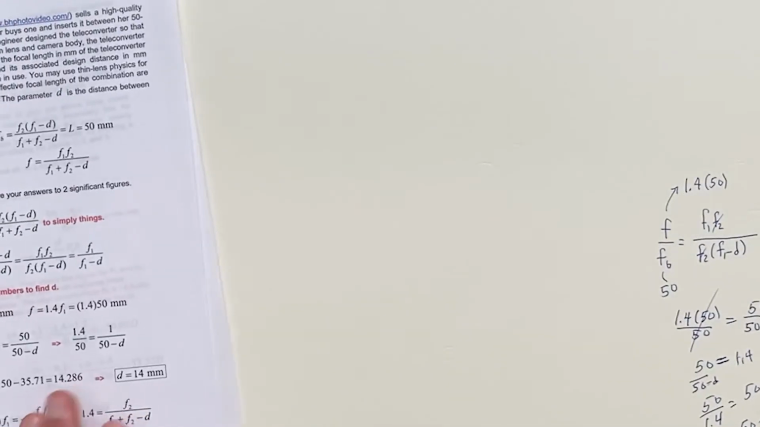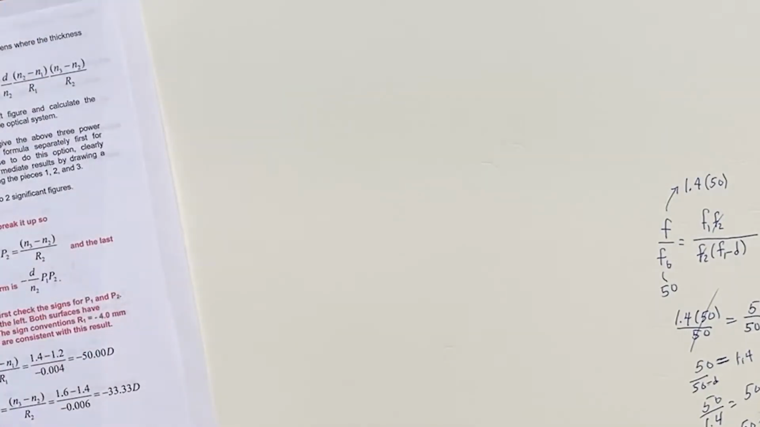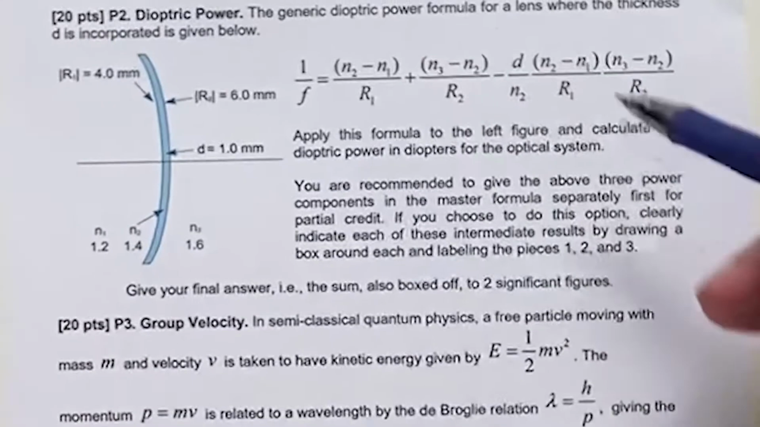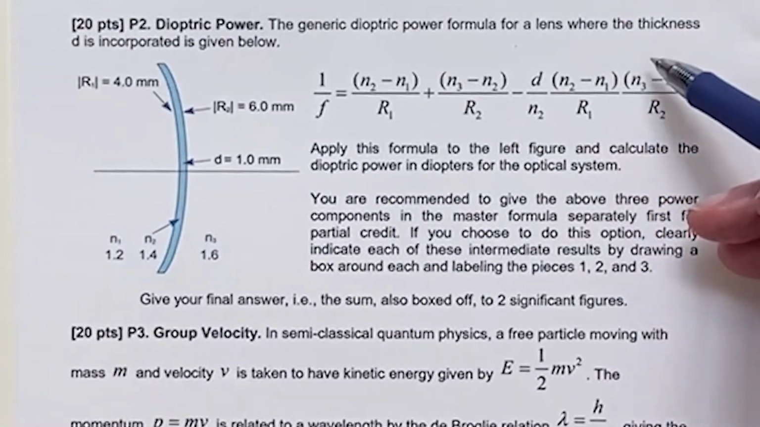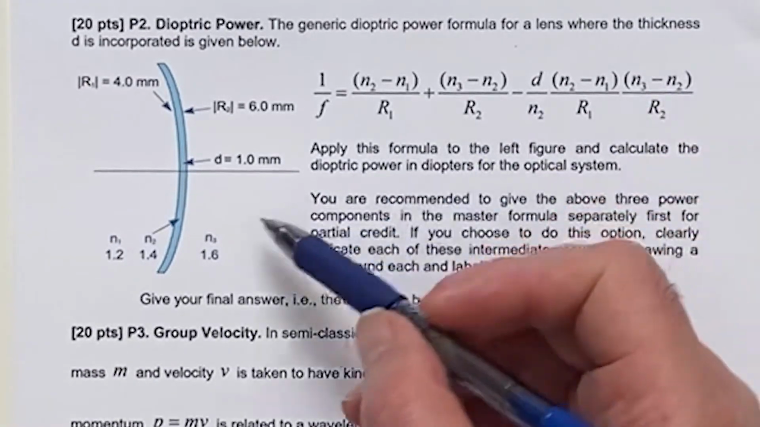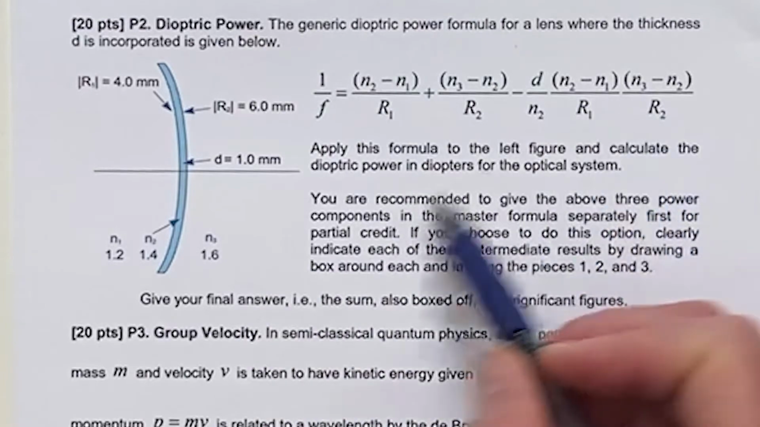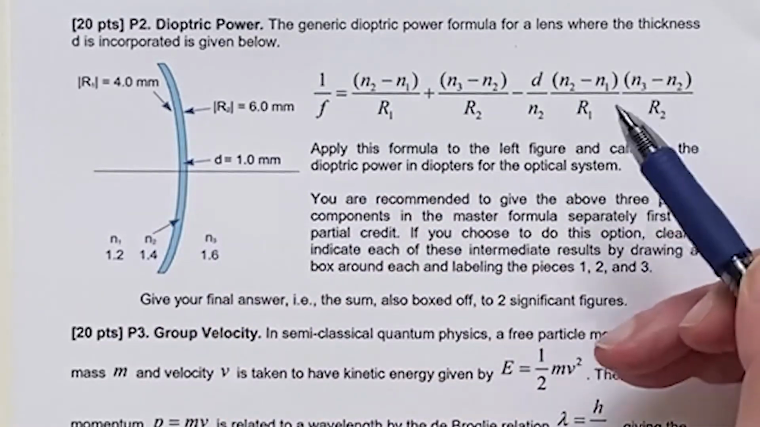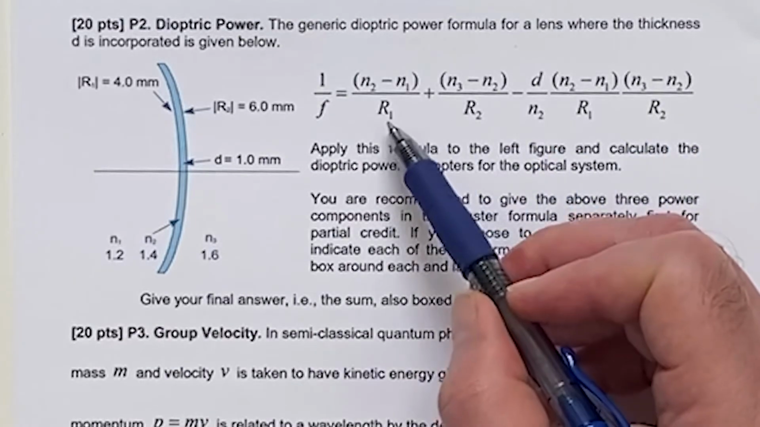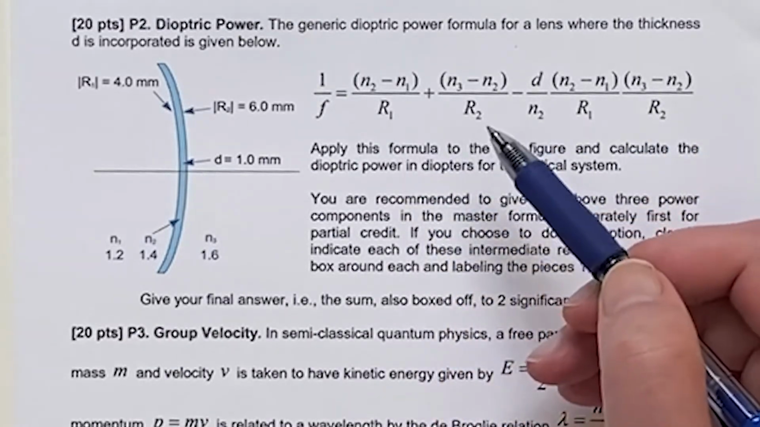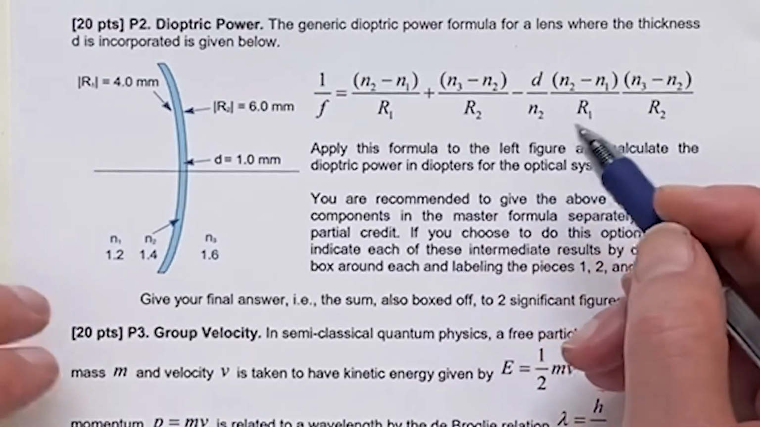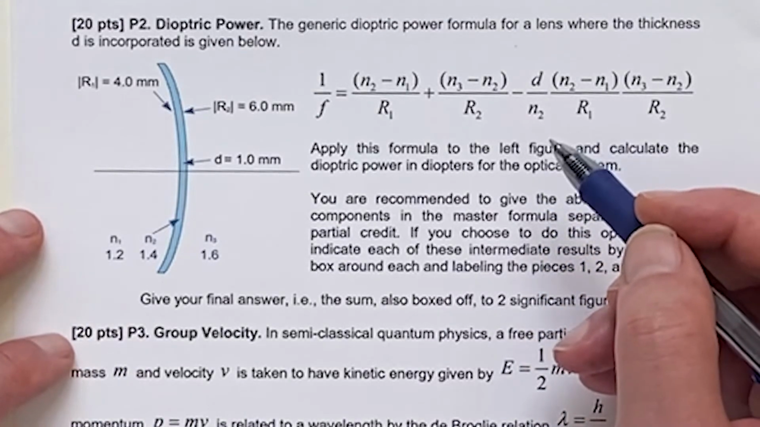Okay, now we move on to the dioptic power one. And for this one here, what we do is we have a formula given to us, which is nice, and we have all the N's, and we have the R's. So the only thing tricky about this is what do you put in for R1 and R2 in terms of, like, is it going to be positive or negative? Because that can be a little bit of a problem.